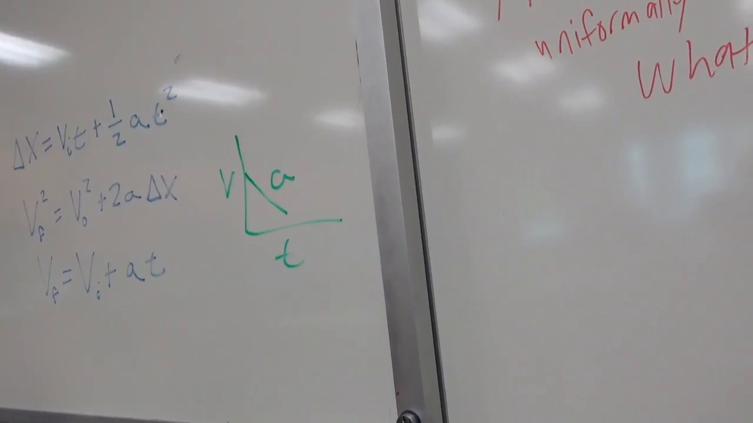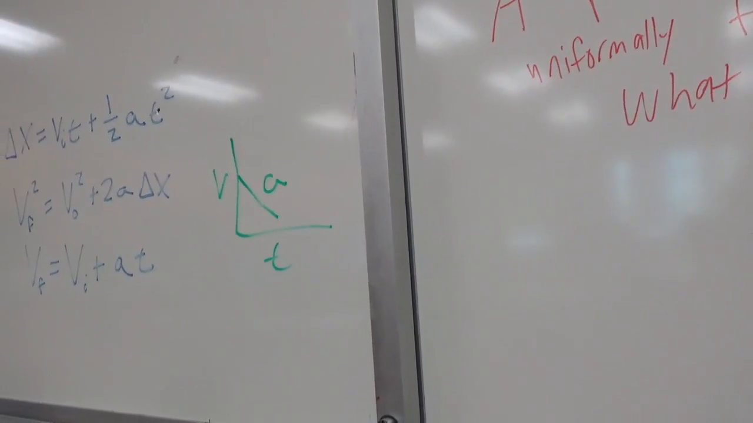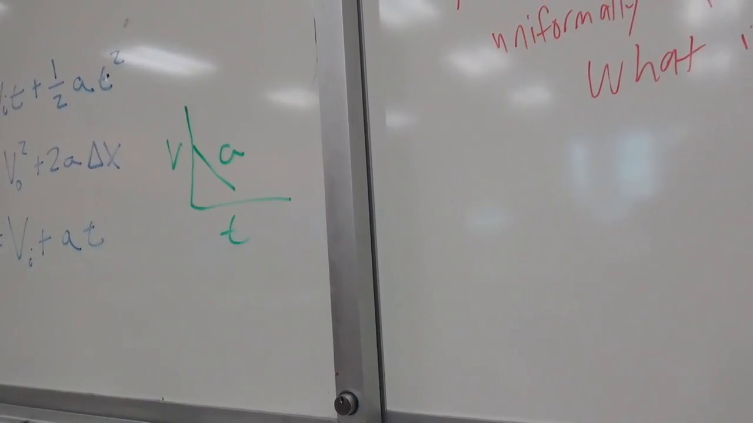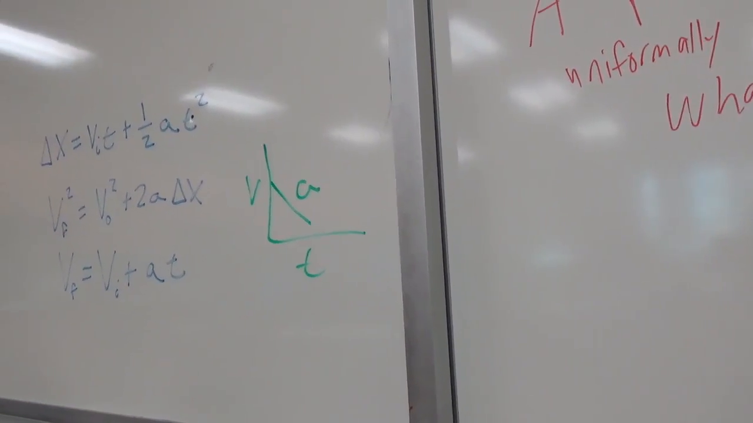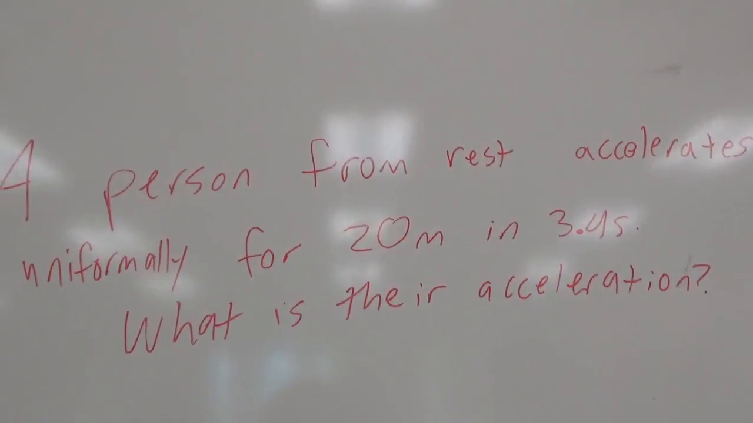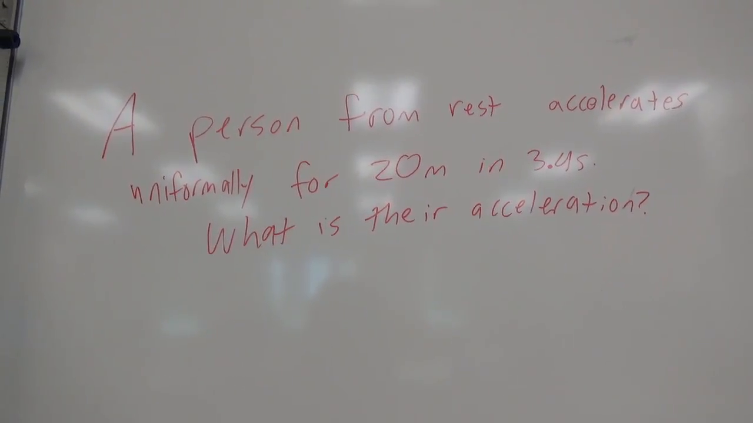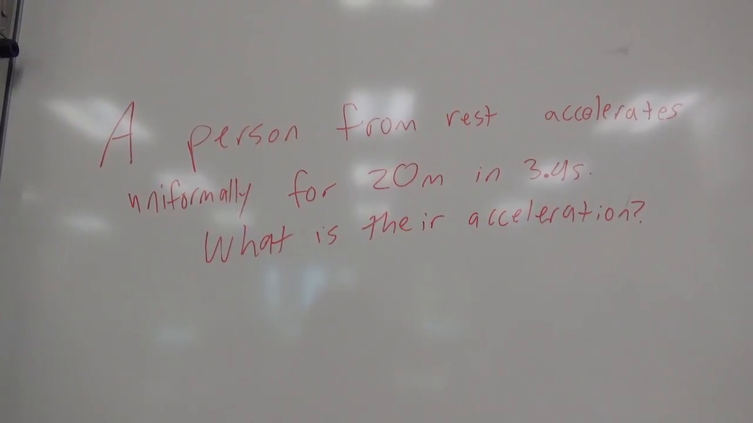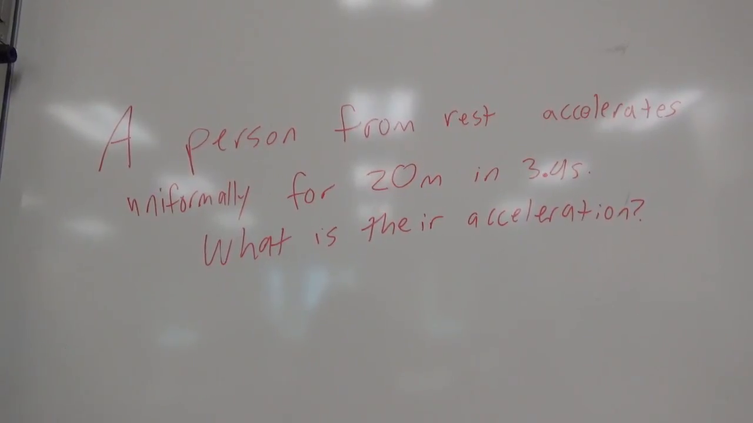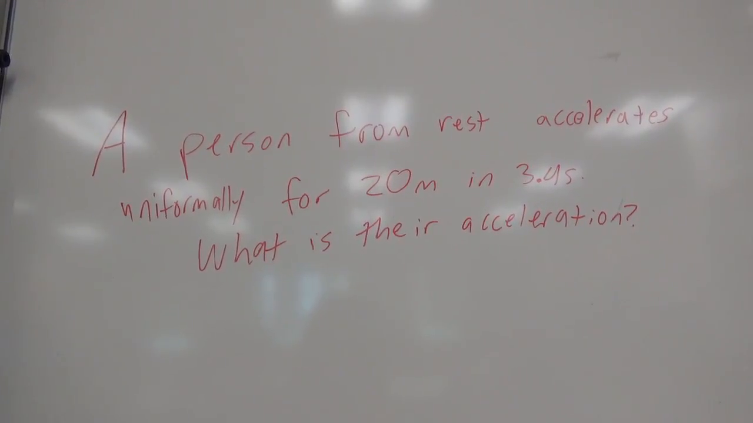But I realize in these worksheets, there's a lot of use of these. In this unit, there's a lot of use of these equations, and I'll show you guys how I go through my problem solving using these equations in order to solve. Okay. So again, I'm going to go through the steps that I go through in general of how to solve problems like this. Okay. So first I read the question maybe once or twice. A person from rest accelerates uniformly for 20 meters in 3.4 seconds. What is the acceleration? Okay.